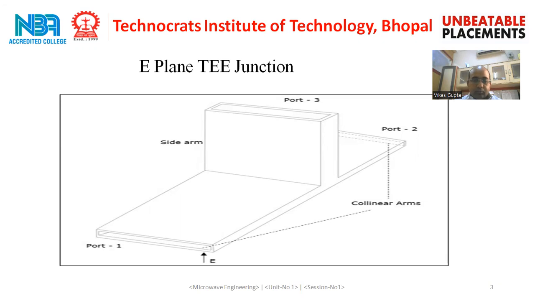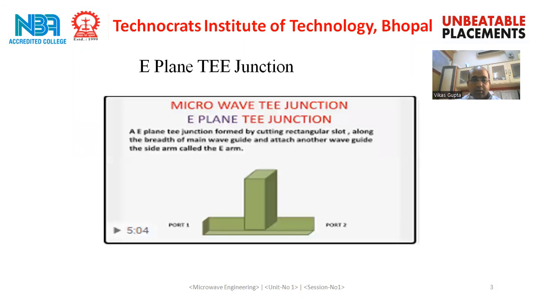Port 1 and port 2 together make up the main waveguide, and we have port 3 as a side arm. So it is a 3-port junction. This is the physical diagram you can see.